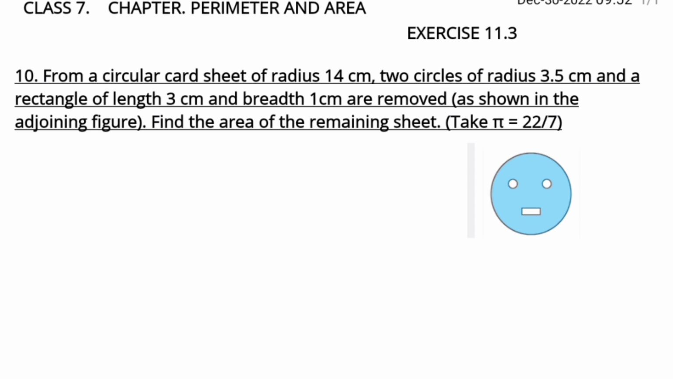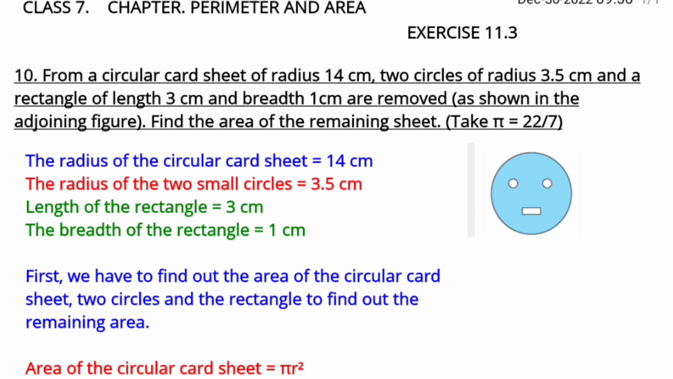Now question number 7, they are saying from a circular card sheet of radius 14 centimeter, two circles of radius 3.5 centimeter and a rectangle of length 3 centimeter and breadth 1 centimeter are removed. Find the area of remaining sheet. Basically you need to calculate the area of the sheet and then the area of the shapes and subtract them. So let's find it. First of all, as I always say, whatever is given, note it down.